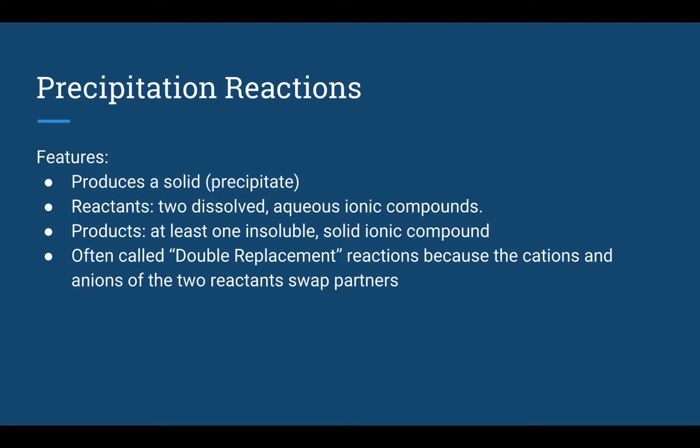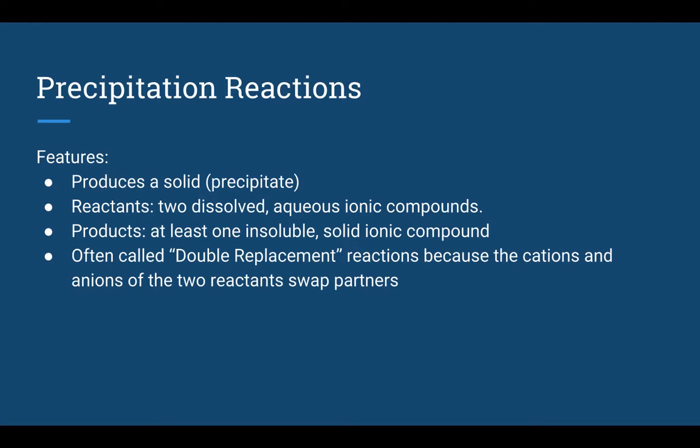The reactants in a precipitation reaction are going to be two dissolved aqueous ionic compounds. The products are going to be composed of at least one solid ionic compound, and the other ionic compound could be soluble. It could also be a solid. We sometimes call these double replacement or double displacement reactions because the cations and anions of the two reacting compounds are kind of swapping partners.